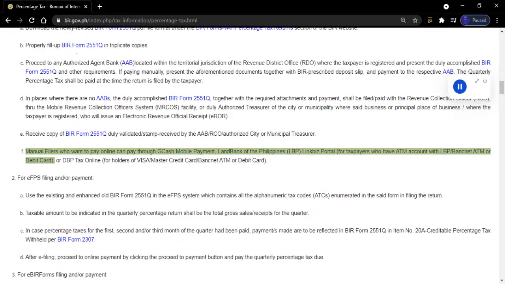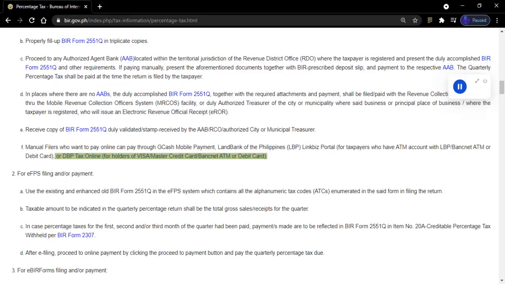Manual filers who want to pay online can pay through GCash Mobile Payment, Land Bank of the Philippines, LBP, LinkBiz Portal, for taxpayers who have ATM account with LBP, Bancnet ATM or debit card. Or DBP Tax Online, for holders of Visa, Master credit card, Bancnet ATM or debit card.